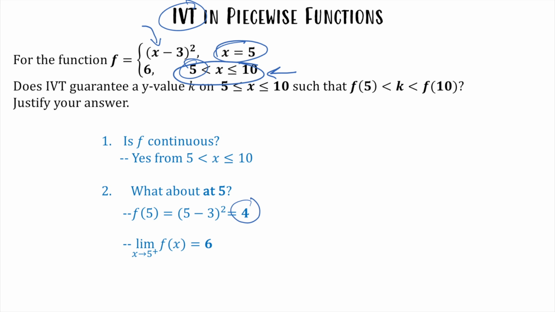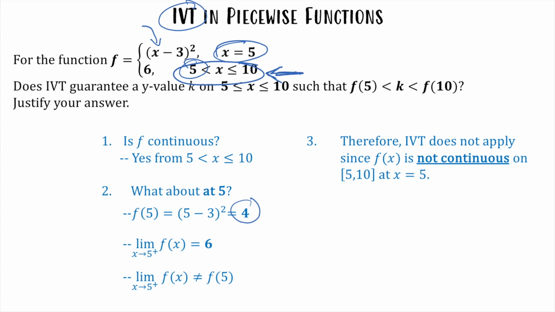The limit as x approaches 5 from the right, that's this bottom part, is 6. F of 5 is not equal to that limit, which means the intermediate value theorem doesn't apply. F of x isn't continuous. We don't even do the problem. We just move on. So we'll leave it there for now.